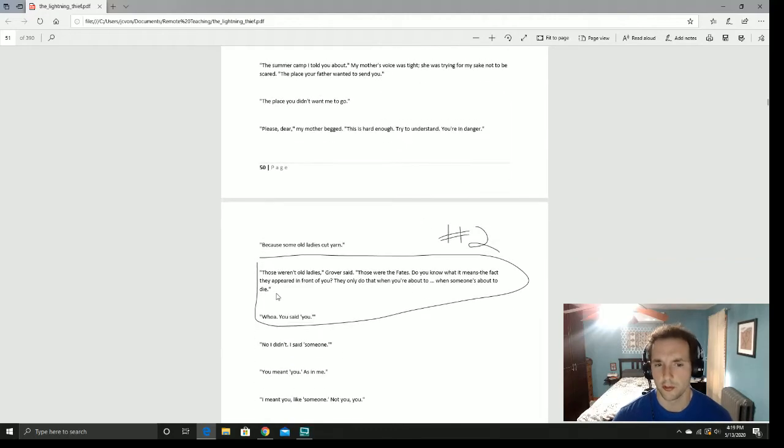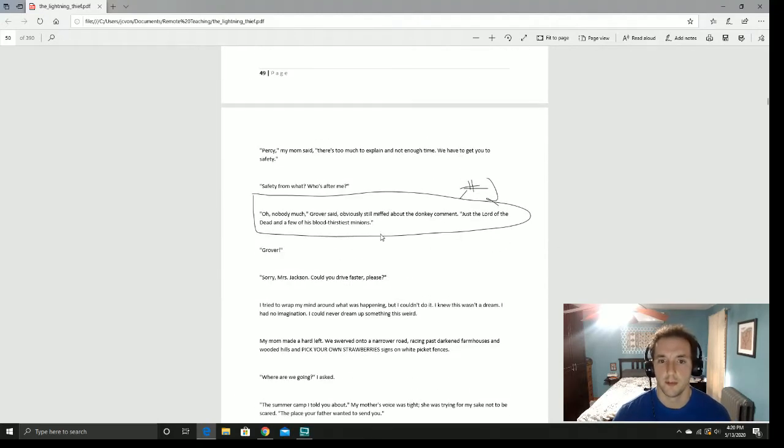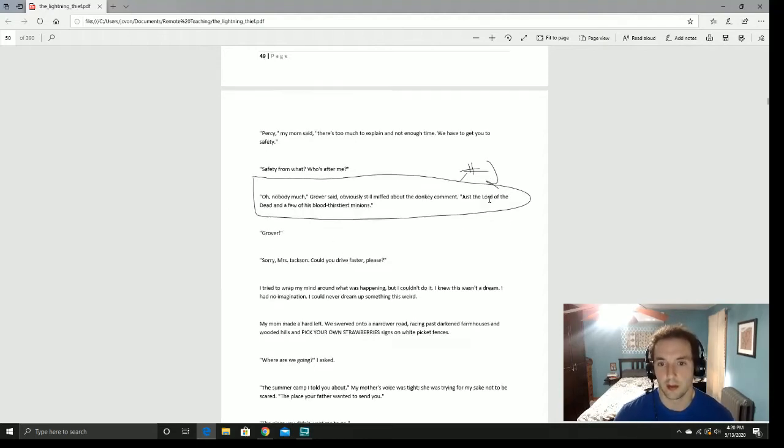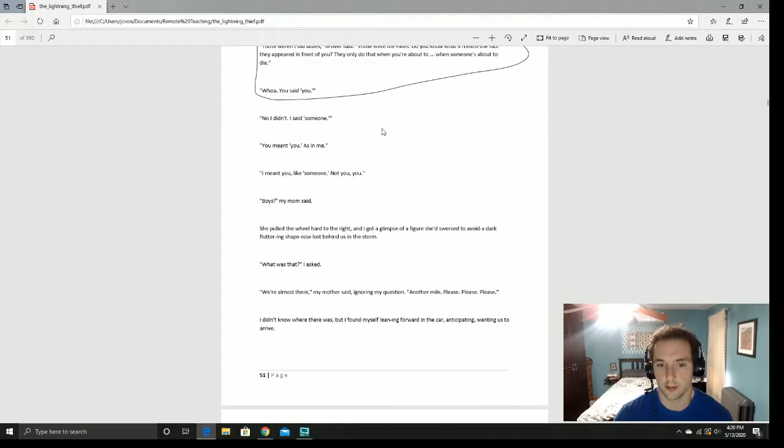And we could also guess that the women that he saw two chapters ago in chapter 2, those weren't old ladies, Grover said. "Those were the Fates. Do you know what it means, the fact that they appeared in front of you? They only do that when someone's about to die." "Whoa, you said who?" And so it turns out that they saw the Fates in chapter 2. Maybe the Fates sent the Minotaur because they decided that Percy was going to die, and this is the way that they were going to do it. And so I think those are two possibilities. Again, I don't know for certain, because the information is not all here, but these are the smartest guesses that we can make.